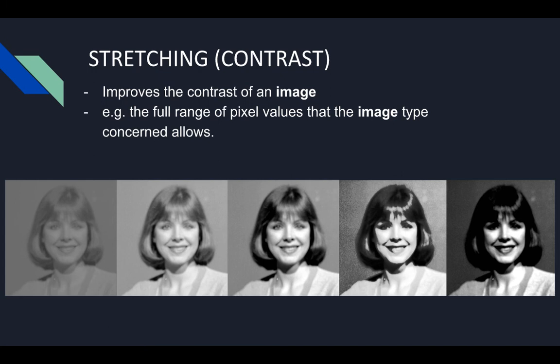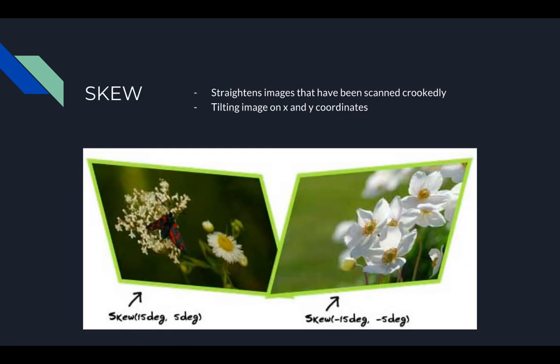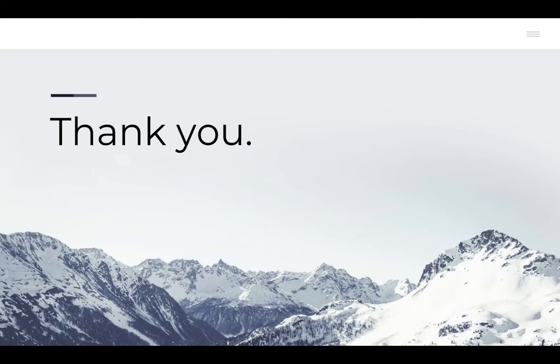Cool. So contrasting is basically taking the dark areas of an image and making them darker. Some people will use this to make their images sharper in a way. Skewing is where you take an existing image and you tilt it on one of its axes. So if you were to have a collage, for example, you could use this for a photo effect.